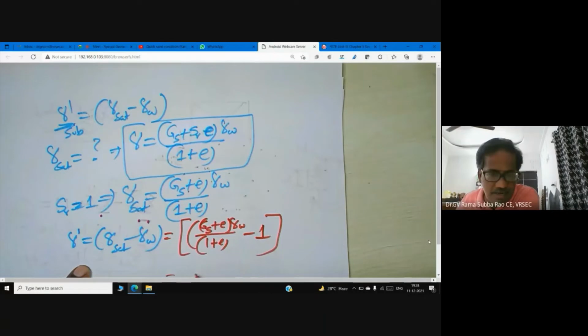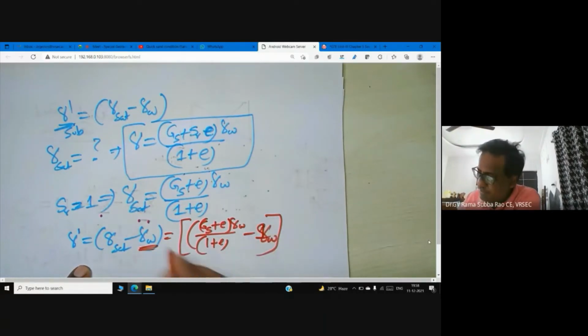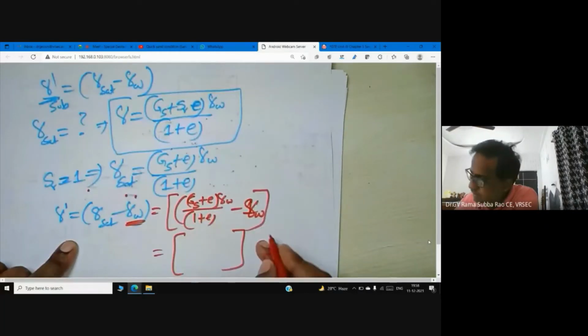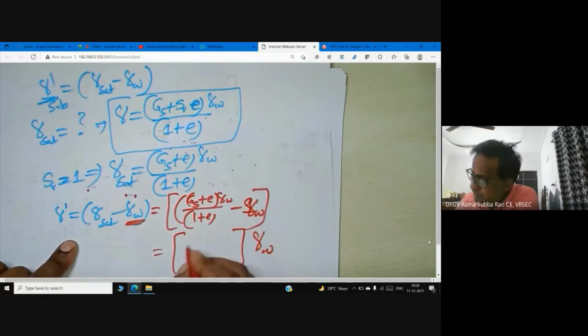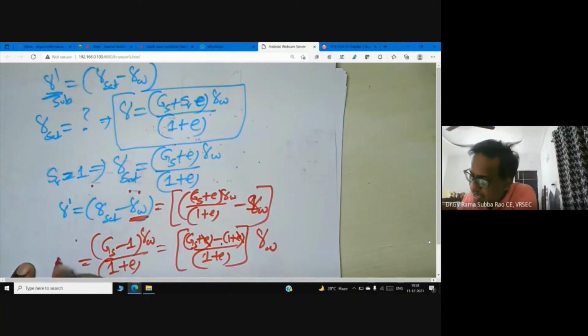So what is the answer now? Here you see gamma W minus gamma W. What is common? Gamma W. So now what is happening? The magic here: (G plus e minus 1 minus e) by 1 plus e. So e becomes cancelled, and we get (G minus 1) gamma W by 1 plus e. Very easy to understand how to calculate gamma prime.